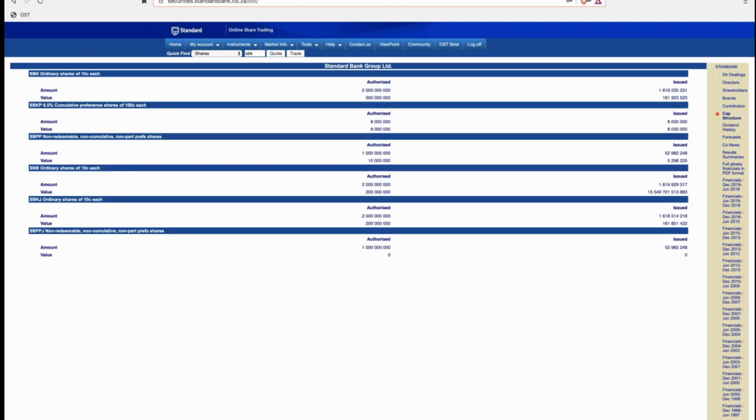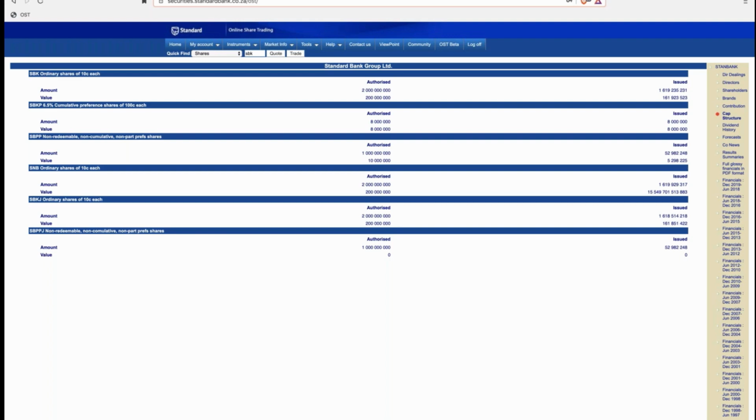Now, authorized shares is 2 billion shares at 10 cents each. 10 cents is just a notational value. When you go to CIPC, you issue shares, you fund the company with some money, and then they have a price. That's authorized shares. But if you see on the right, there is issued shares. So their authorized shares are 2 billion, but issued is 1.619 billion. So there's 380 odd million shares outstanding.